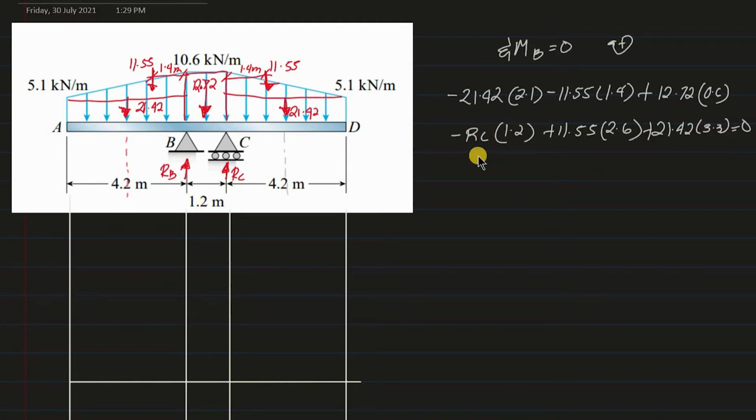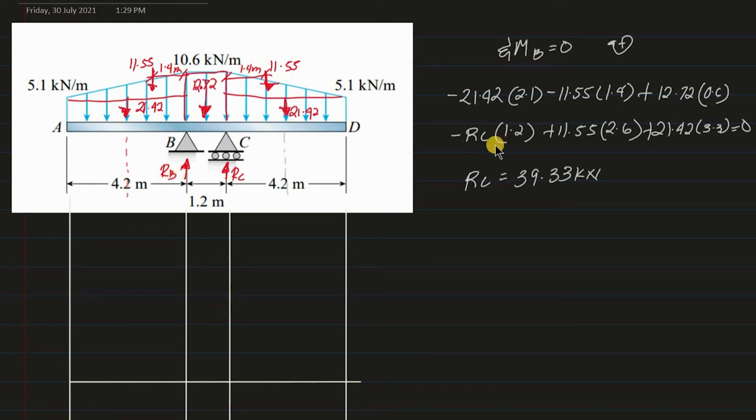Ayan. Now, we are now ready to solve for the value of RC. Therefore, RC, calculator na lang natin yan. Therefore, ang ating answer would be equal to 39.33 kilonewtons.